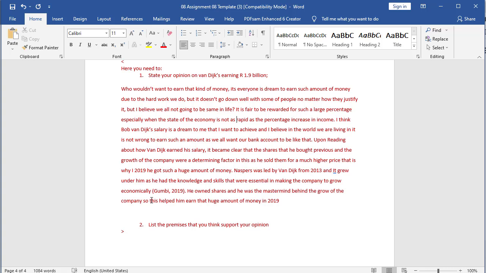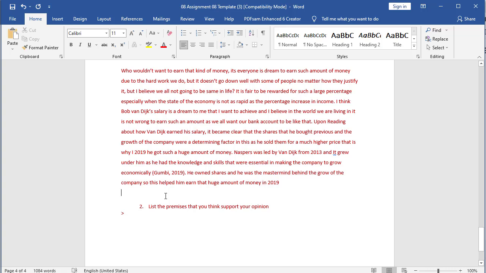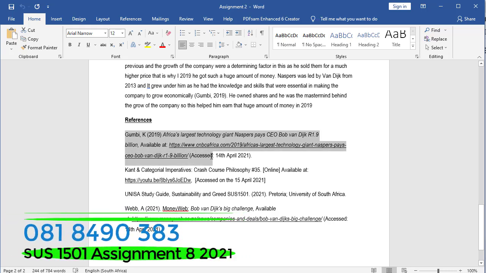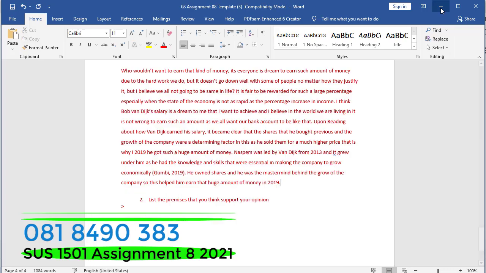They made a lot of money for him. So I'm supporting this statement with a valid source. For you to get more marks, just try to support your statement with a valid source, and remember to put your references at the end of the document, just like this. Put your references, accessed when. Please put your references at the end of the document.